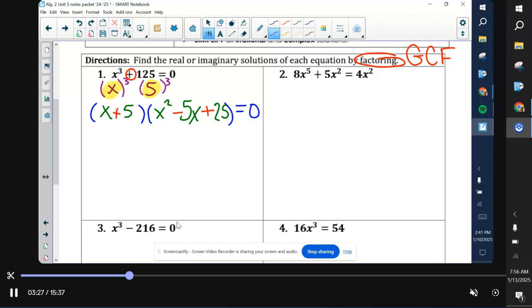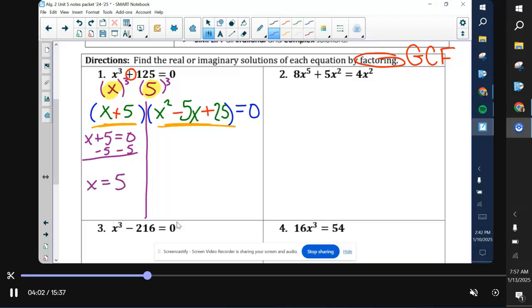I have two factors whose product is 0. I am multiplying two things together whose product is 0. So that means one of them needs to be 0. So I need to find my magic numbers. I encourage you to draw this line as we do the factors. The first piece, what plus 5 is equal to 0? X equals 5.